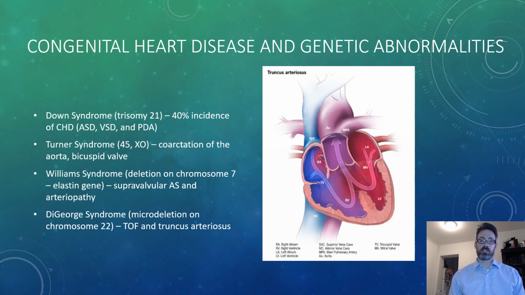DiGeorge syndrome is a microdeletion on chromosome 22, and it can lead to Tetralogy of Fallot and something called a truncus arteriosus. Just briefly here, truncus arteriosus is where you have communication between the left side and the right side of the heart via the ventricular septum. You can see there's a defect there. In this case, you have one trunk that leads to both the pulmonary arteries as well as the aorta. They share the same outlet. And so now you have mixing of both venous and arterial blood, which causes cyanosis.